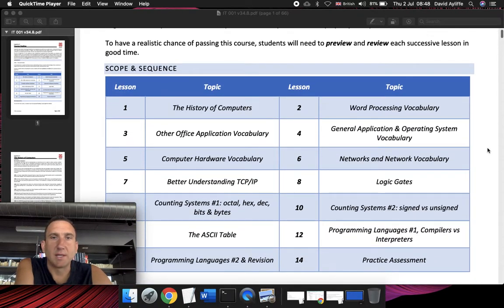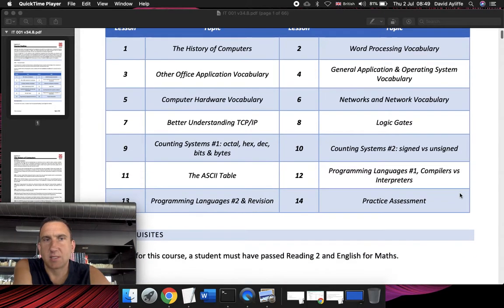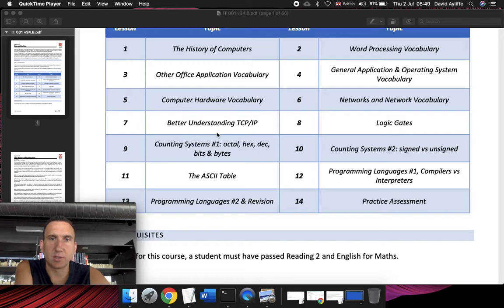We've got about 14 lessons. We'll start today with lesson 1, the history of computers. The first 6 lessons are quite straightforward: vocabulary, word processing, Office vocab, operating system vocab, computer hardware and network vocab. From lesson 7 onwards, it gets much more challenging. Understanding TCP/IP, logic gates, and counting systems is very interesting but quite challenging. Then the ASCII table, programming languages, and we finish off with a practice assessment.